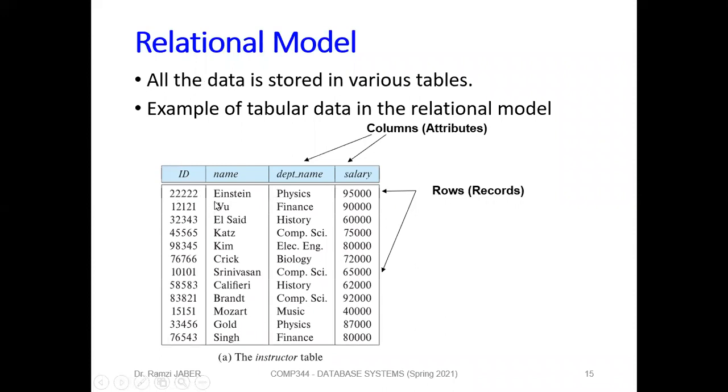Each row is called a record in the database. Each record contains different columns, or attributes, or fields. So there is an ID for each instructor, the instructor name, which department, and the salary. Example here: this table has many rows and 4 columns, or 4 attributes.